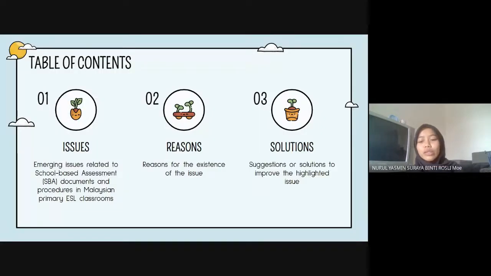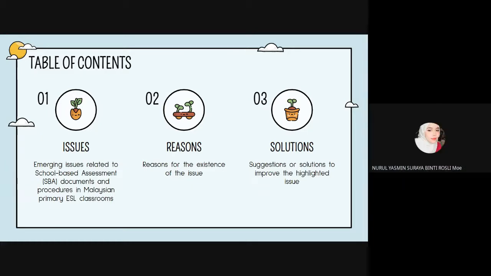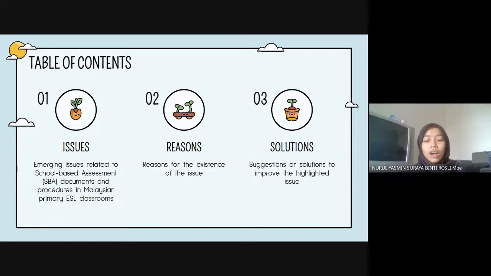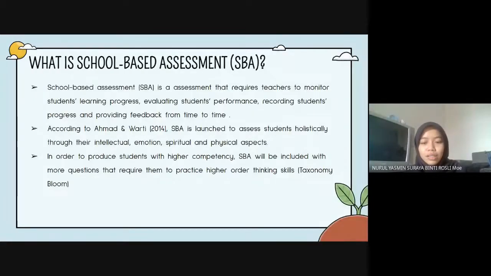Okay, so this is the table of contents of today's presentation. The first one is we are going to look into the emerging issues related to school-based assessment, SBA, documents and procedures in Malaysian primary ESL classrooms. We also are going to look into the reasons for the existence of the issue. And the last one is the solution, which are the constructive suggestions and alternative solutions to improve the highlighted issue.